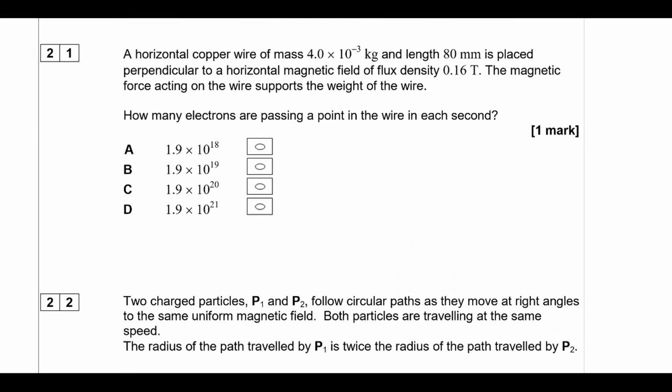So a horizontal copper wire of mass 4 times 10 to the minus 3 kg, so 4 grams, and length 18 millimeters is placed perpendicular to a magnetic field of flux density 0.16 Tesla. The magnetic force acting on the wire supports the weight of the wire, so they're in equilibrium. How many electrons are passing a point in the wire each second?